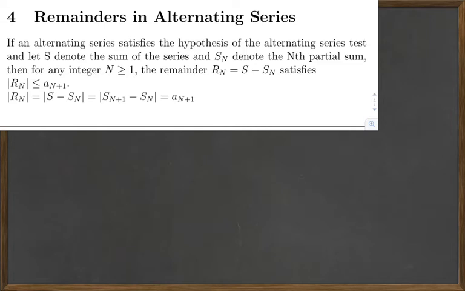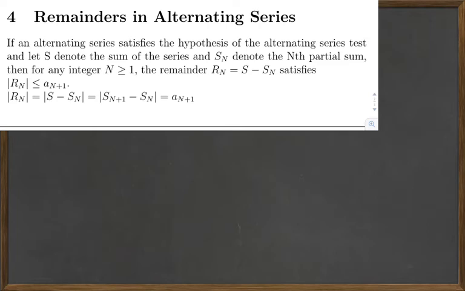If an alternating series satisfies the hypothesis of the alternating series test, and let S denote the sum of the series, and S sub n denote the nth partial sum, then for any integer n greater than or equal to 1, the remainder R sub n is equal to S, the sum of the series, minus S sub n, the nth partial sum. And that's going to satisfy the absolute value of the remainder, R sub n, is going to be less than or equal to a sub n plus 1, and sometimes that's called the first neglected term.